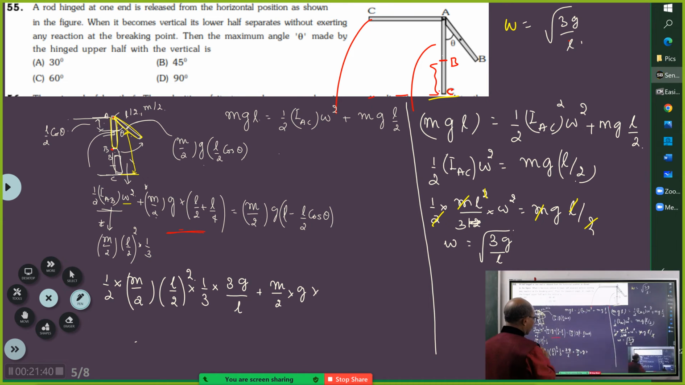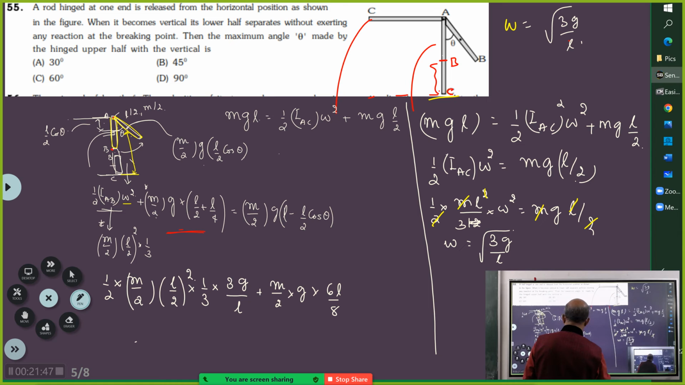So this L by 2, 4 plus 2, 6. A weak equation.